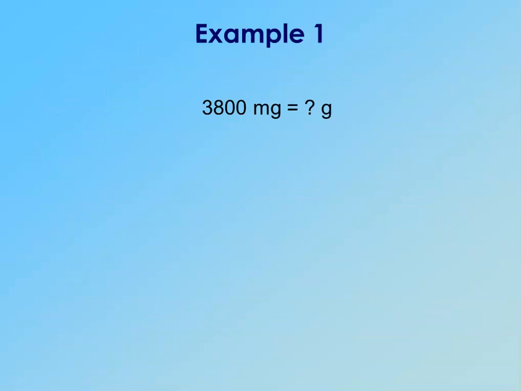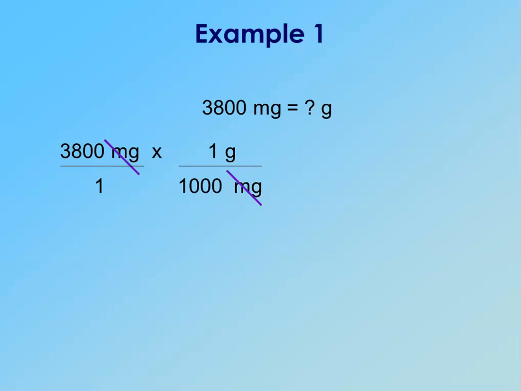So this first one should definitely be reviewed for everybody. 3,800 milligrams is equal to how many grams? We always start again with what we're given, the 3,800 milligrams, set up our conversion factor so that the milligrams are canceled out and the grams are what we're trying to find. Based on that chart I showed you, and you have that in your notes, you'll see that there are 1,000 milligrams for every 1 gram. So the milligrams cancel. We multiply 3,800 by 1, 1,000 by 1, and we get 3,800 over 1,000.